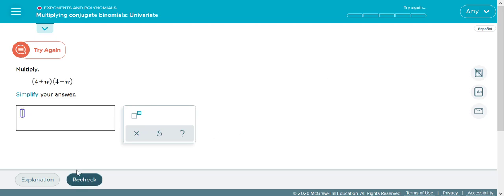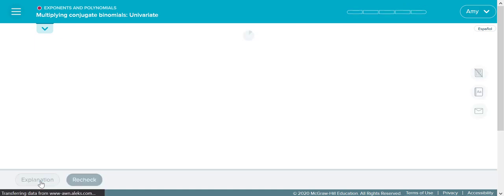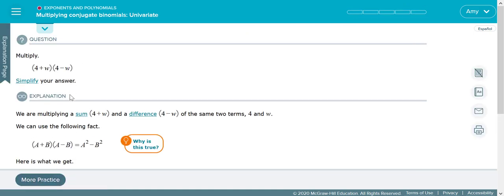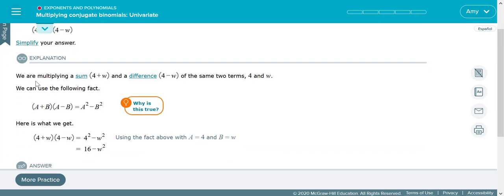So you do want to just take your time and figure these out, work them out. Okay, so let's work this one out. And if you're confused on anything, if you're like, I don't know why I'm getting it wrong, you can always click right here, down at the bottom, explanation. And it's going to give you some information about how to solve this type of problem. Okay, so notice it's saying we're multiplying this sum, this binomial of 2 terms that has a plus sign, and a difference, this binomial with a minus. And then they're showing you how to work this out.